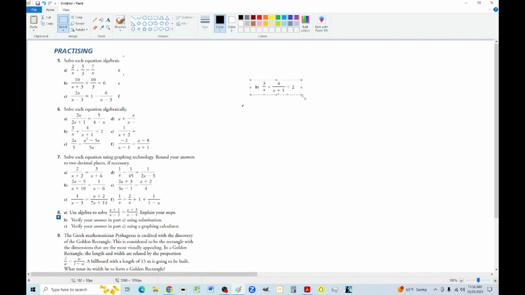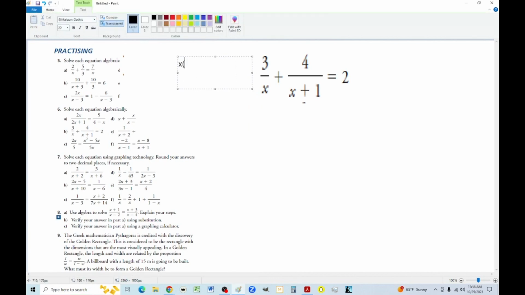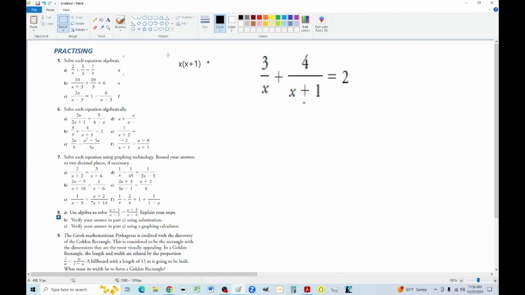So we're looking at b now. If I multiply everything, the denominators are x and x plus 1. So I'm going to multiply both sides by x and x plus 1. And if I multiply the left side of an equation, I have to multiply the right to keep it balanced. And instantly they're multiplying through to each thing. And we can see that for the first one, the x is canceled. And for the second one, the x plus 1 cancels.